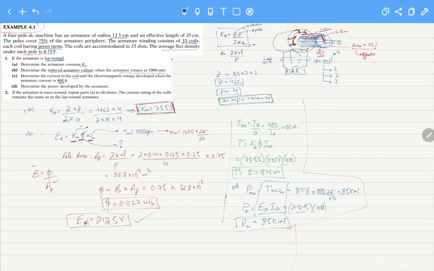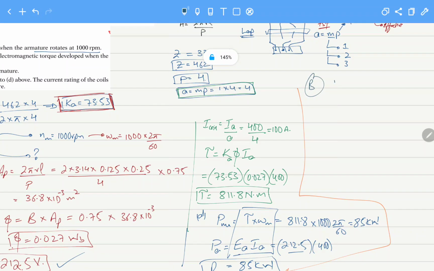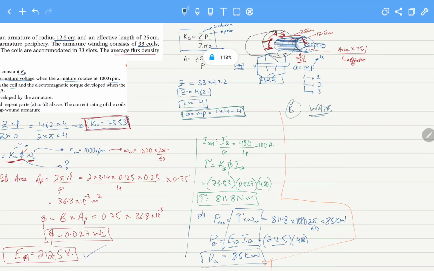Now let's look at the second part. The B part says, if the armature is wave wound. Wave wound is another type in which, if this is the part of the commutator, it starts from here and ends at the other side of the armature. So it is in the form of a wave, and the windings are not overlapping each other.